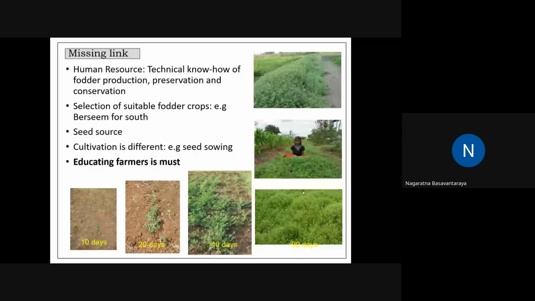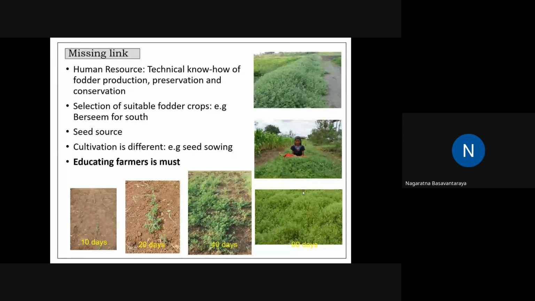The third component is seed source. We have many private companies who are dealing with the seeds of vegetables, seeds of flowers, or seeds of commercial crops like maize or cotton. But we don't have many private companies who are dealing with the seed of forages. So forage seed availability is always an issue in the country, and only a few agencies are doing it, especially for the perennial fodder crops. So this is also one of the concerns.